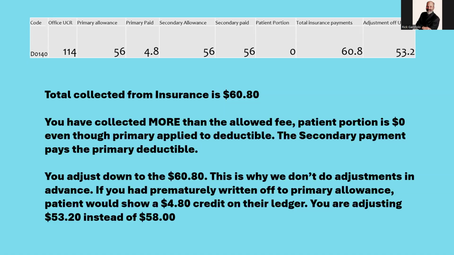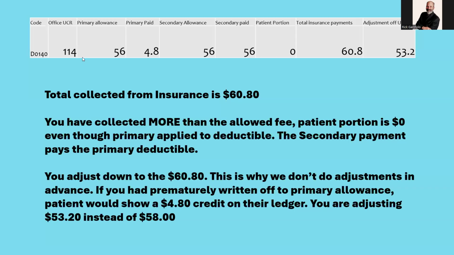So we see here on that secondary calculator, we put in the code, the office's full fee. Do not, when you're using this calculator, put in the fee you posted to the ledger if you accidentally posted the primary allowance. Don't do that. Put your full office fee there. I don't care what's posted to the ledger. It should be the full fee, but that doesn't affect our calculations here.